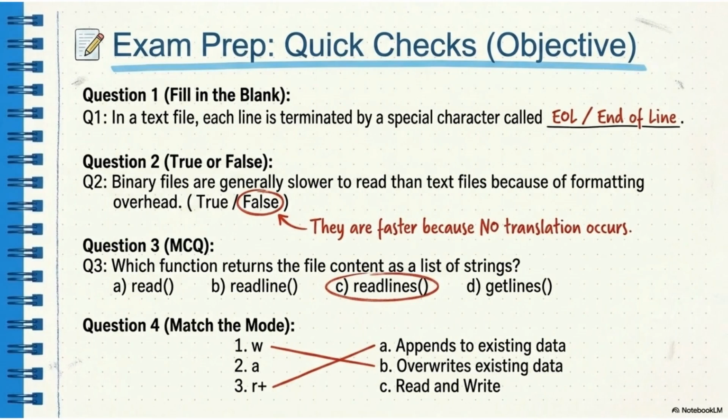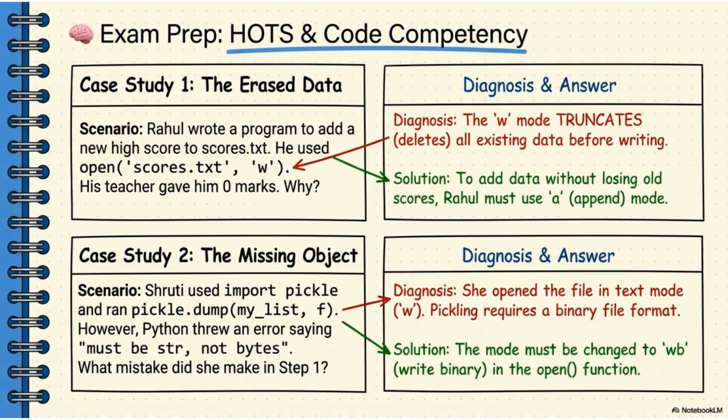Let's review with some quick checks. Remember, text files use end-of-line characters, binary files are faster because they skip translation, and "A" mode is specifically for appending data without deletion. In our case studies, we see that using "W" mode deletes existing data, which is a common mistake. Also, remember that pickling must be performed using binary modes like "WB" or "RB" to avoid type errors.